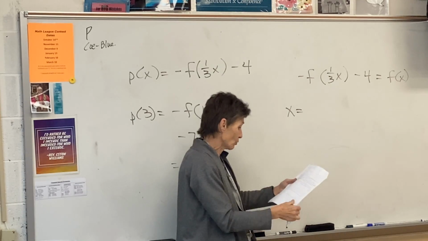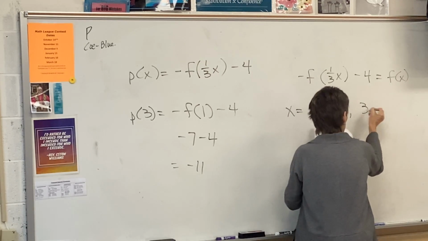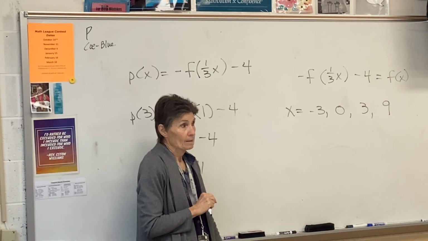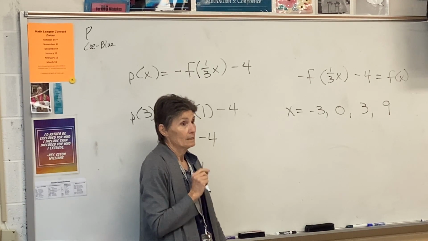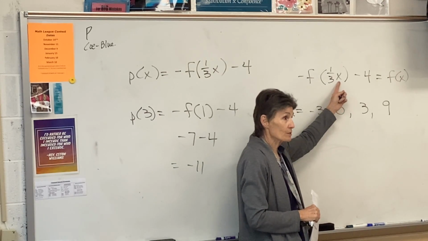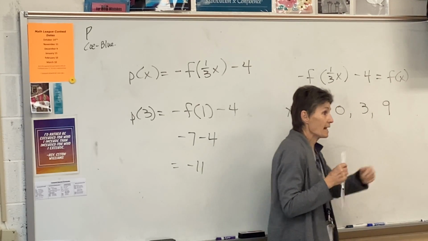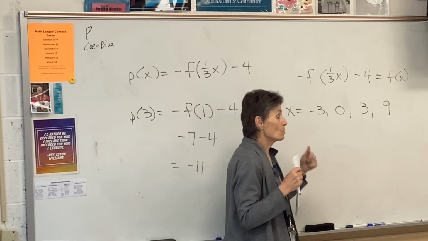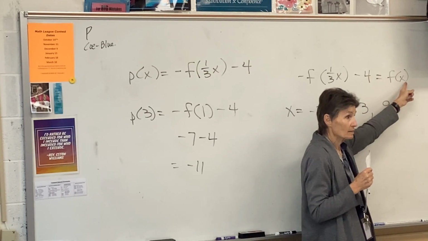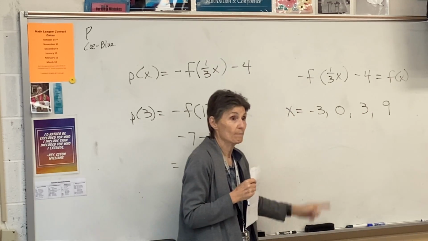So x is either going to be -3, 0, 3, or 9. So far, am I making sense to you? If you let x be 7, then this would be 7/3. Is that in your chart? Remember, these have to be equal. Is that in your chart? No. So in order to make this a whole number, so it will match this, which is your table, x has to be one of these numbers. Those are all the options.